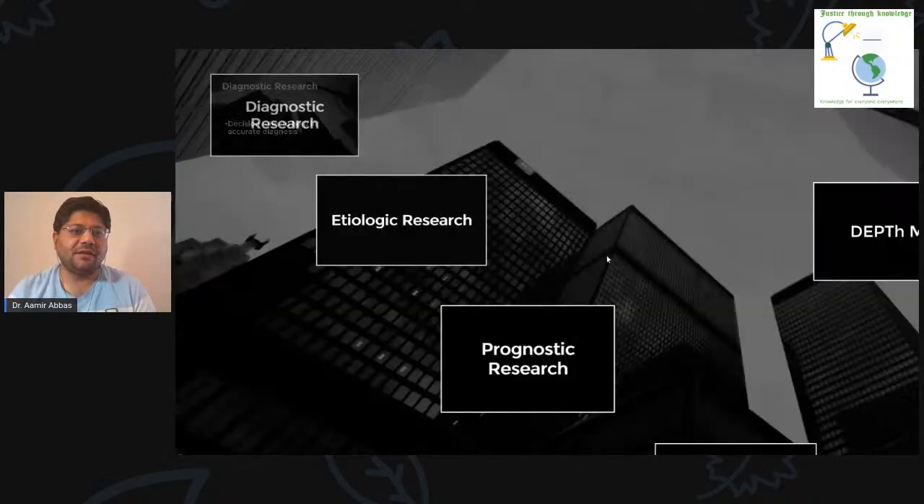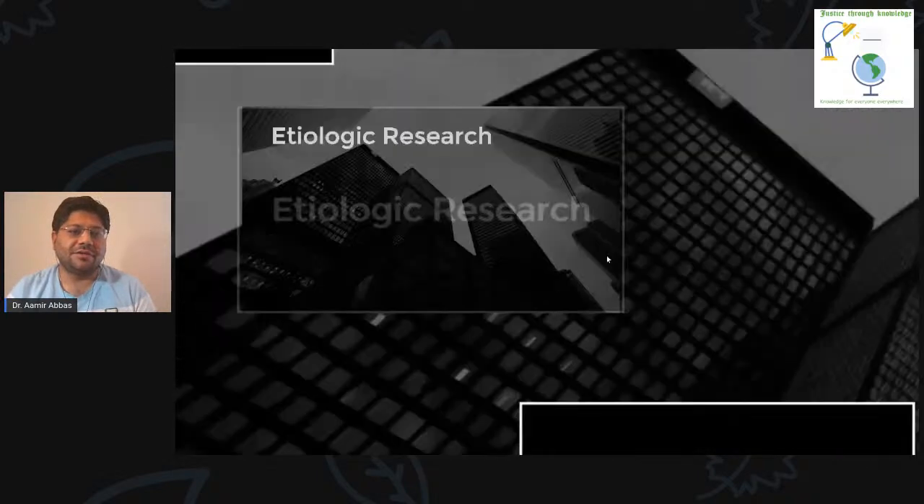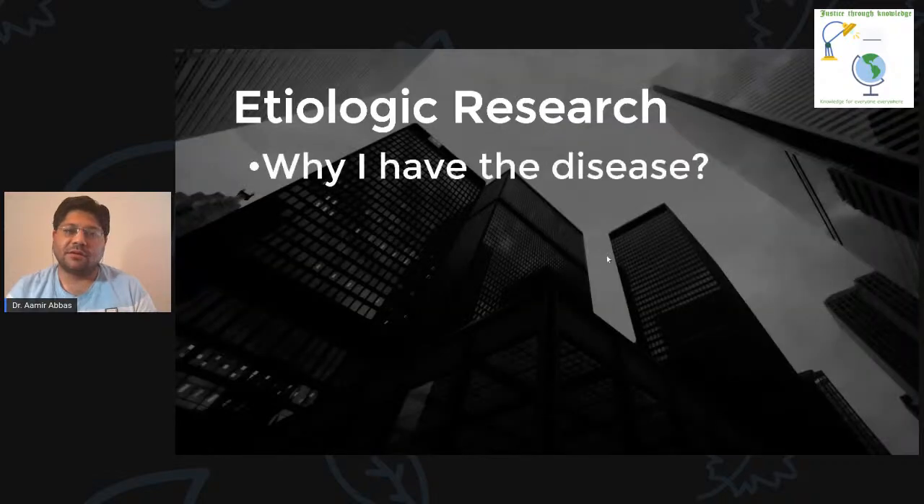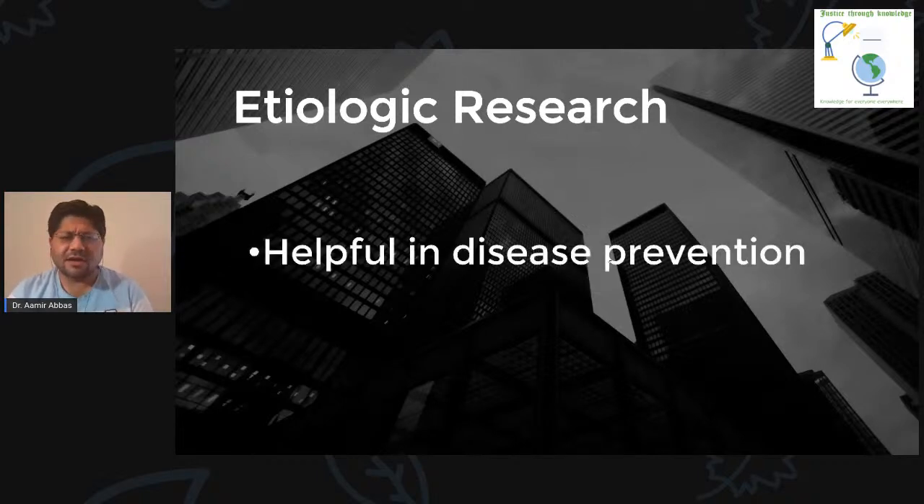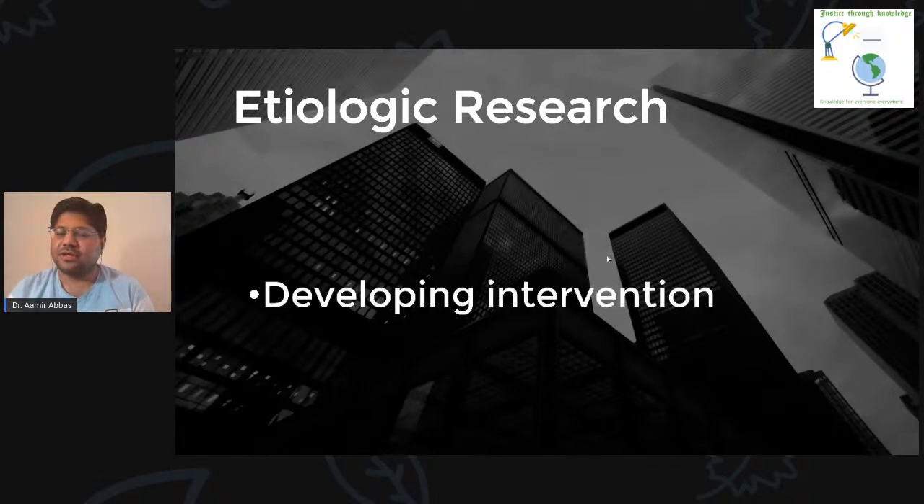In the same way, in the context of etiology, whenever a patient comes, the patient will ask the clinician why they have the disease, and etiological research establishes the cause of the disease. Once we are sure about what causes the disease, we can prevent the disease, and it also can be used to develop interventions.